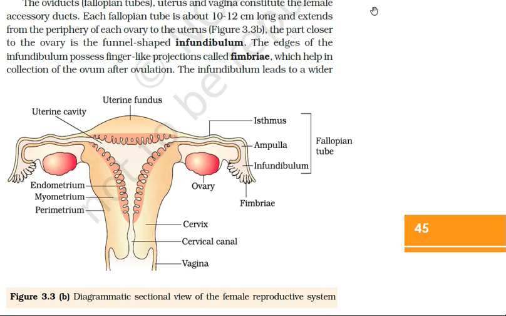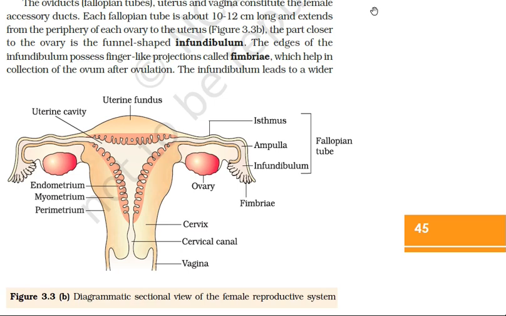Next organ is vagina. It is a large muscular tube that runs from the uterus to the outside. Vagina receives the sperms during mating and serves as the birth canal during the birth of the child. The cervical canal along with the vagina is called as the birth canal.